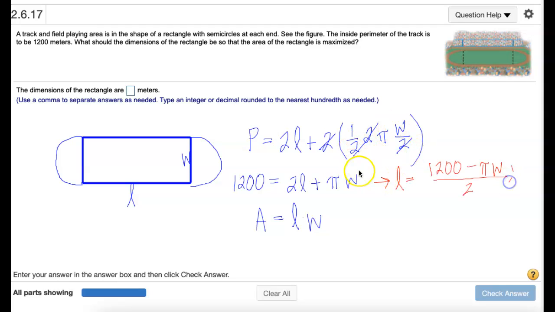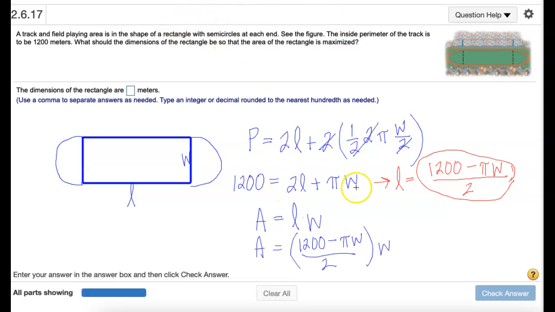So here I've taken that previous formula with perimeter and solved for L, and I get that L can be rewritten as this expression, (1200 minus pi w) over 2. So now I'm going to replace L in the area formula with that expression. Again, where there was L in the area formula, I've replaced it with its equivalent expression.